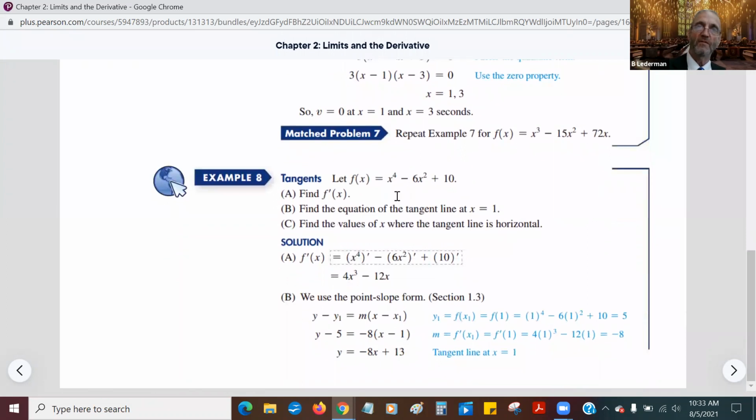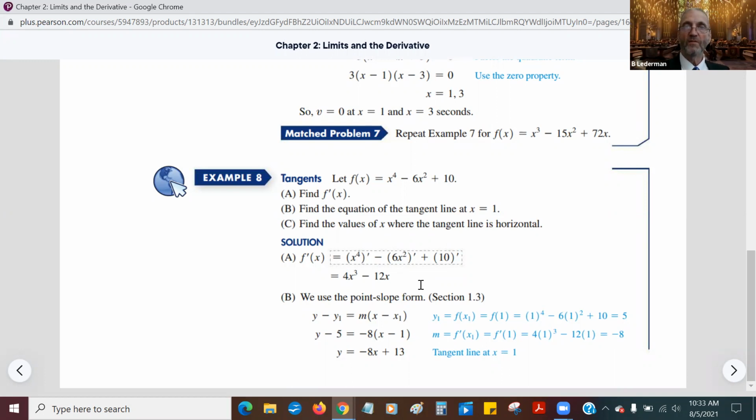Now, here we have a function, f of x is x to the 4th minus 6x squared plus 10. Find f prime of x. Then find the equation of the tangent line at x equals 1. And find the values of x where the tangent line is horizontal. So these are 3 things I want us to do. Well, the derivative, again, I do each guy individually. The derivative of x to the 4th is 4x cubed. The derivative of minus 6x squared is minus 12x. The derivative of 10 is just 0, so it just disappears, goes on vacation.